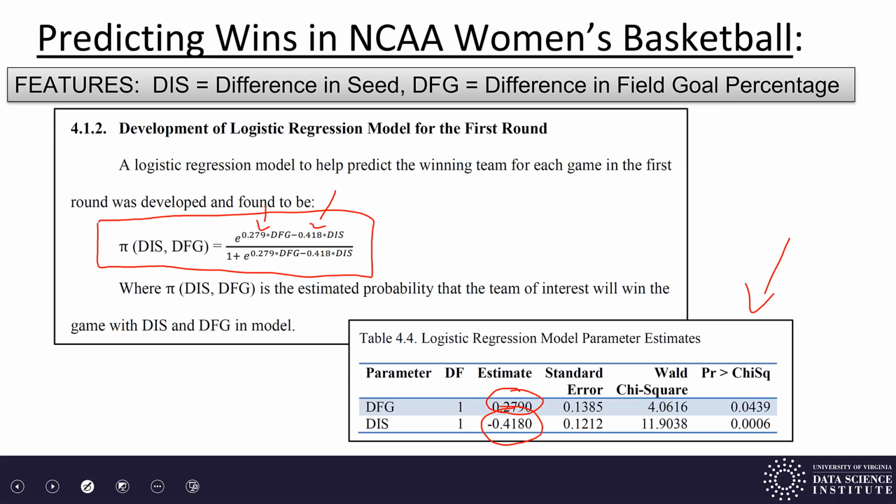Logistic regression is very often used in predicting sports event outcomes. It's also used in political forecasting. And often what you get is exactly the combination we see here: one feature, or one set of features, which are human determined, sort of opinion based, like DIS, the difference in seed determined by people. And then you get one or more parameters based on statistics computed from the competitors, like this DFG, the difference in field goal percentage, that adds some additional predictive capability.